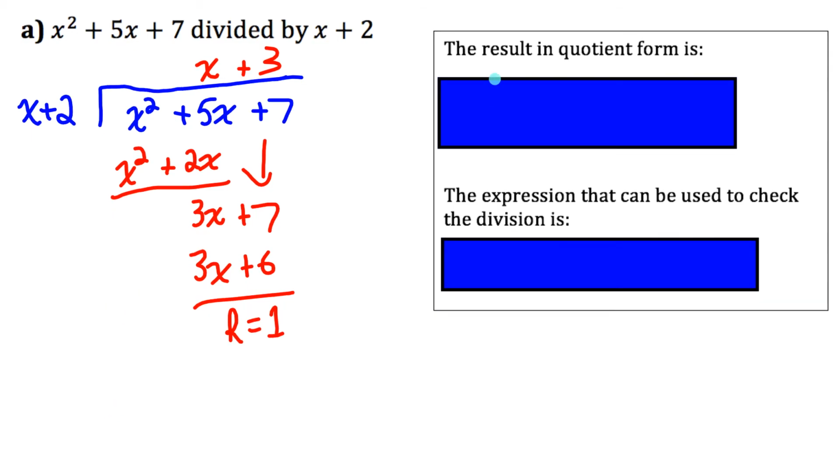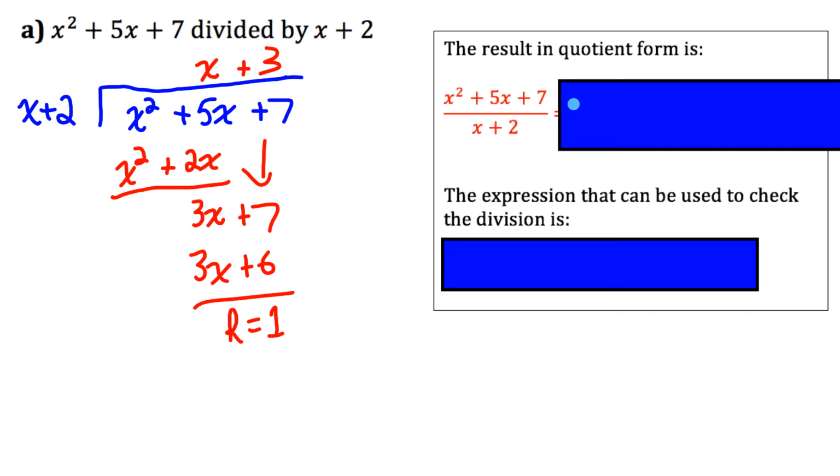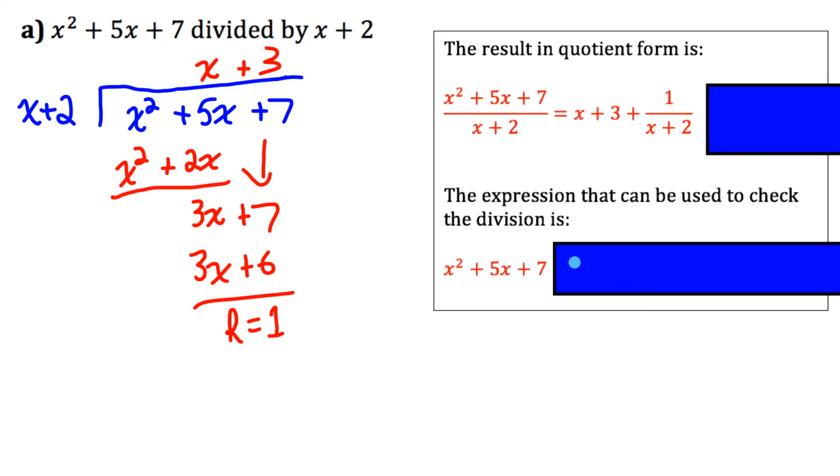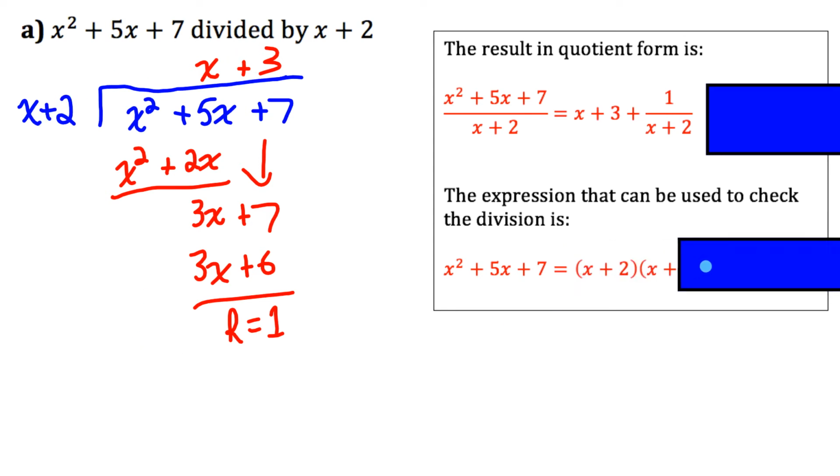Quotient form, we write the division that we did, so x squared plus 5x plus 7 divided by x plus 2. The dividend over the divisor equals the quotient, x plus 3, plus the remainder over the divisor. The multiplication statement, we write the dividend equals, it's a product of x plus 2 and x plus 3, plus the remainder of 1. And this multiplication statement, you can actually expand it back out, FOIL it out, and you can check and make sure it actually equals the dividend. It's a way of checking your answer to make sure it's right.